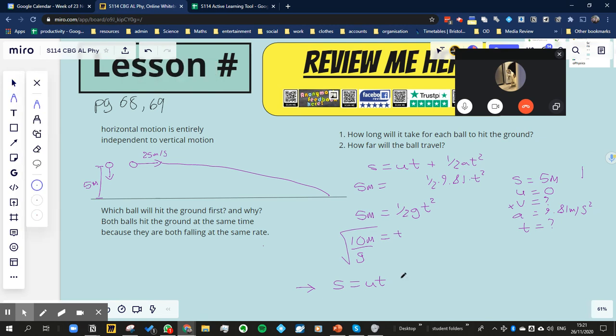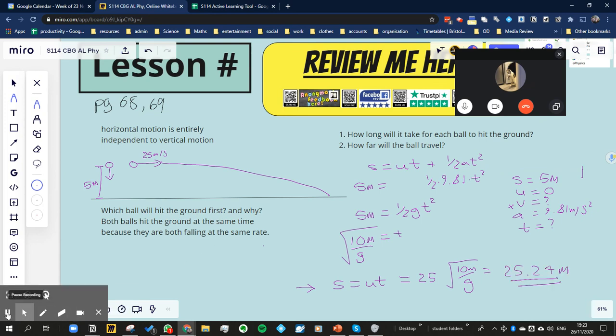So you can then say that the initial speed was 25. We know the time is basically whatever this is, so it's going to be 25 multiplied by the square root of 10 meters over g. So let's tap those into a calculator and get a value for t and also a value for the range, how far it's going to go.